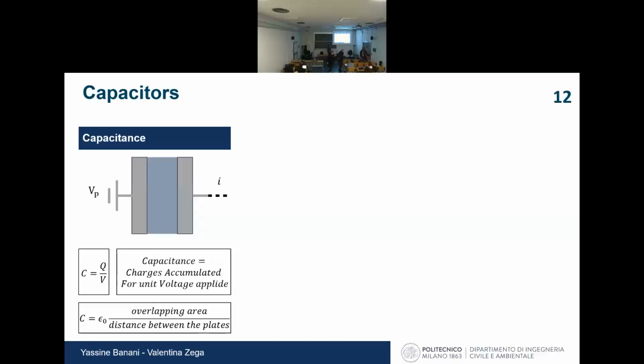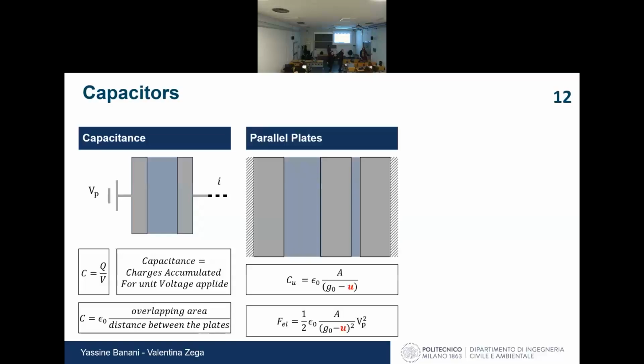How would this help in our case? Let's consider this configuration in which we have 3 plates. These 2 are fixed, this one can move. If we apply a voltage to this one, there will be a capacitance between these 2. So there will be an attractive force between these 2 plates. And this is the value of the force. If we apply a voltage to this plate, there will be an attractive force between these 2. And by controlling the voltages of the 2 plates, we can control the motion of this plate.